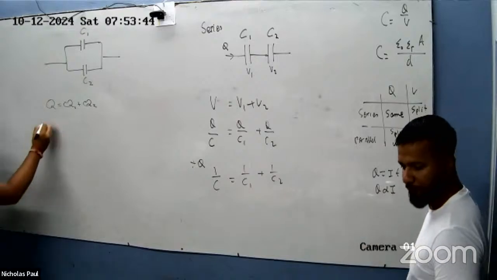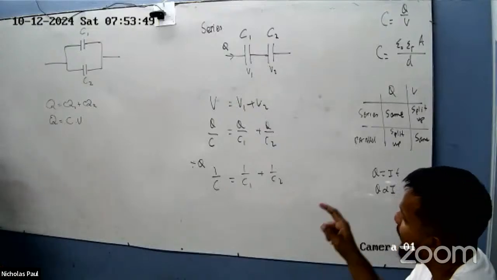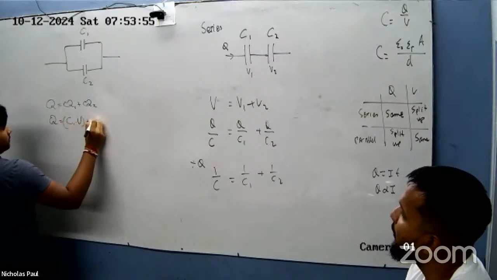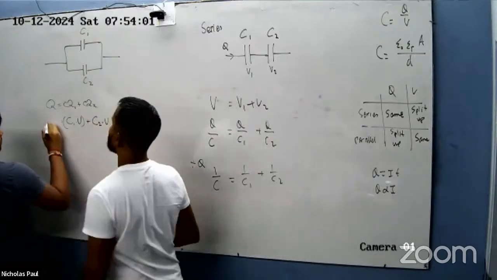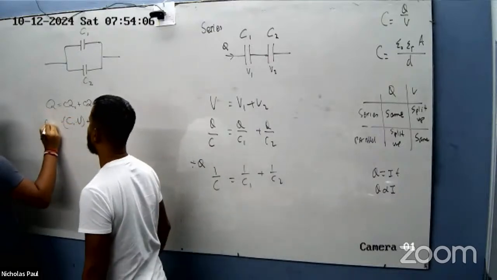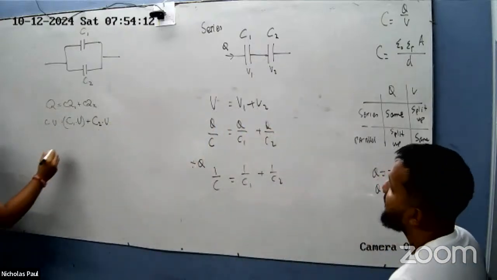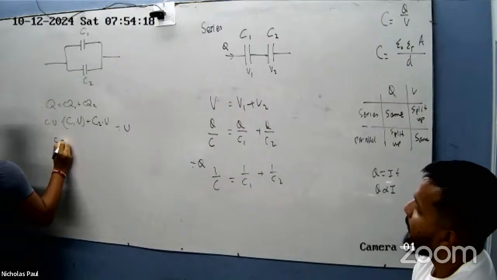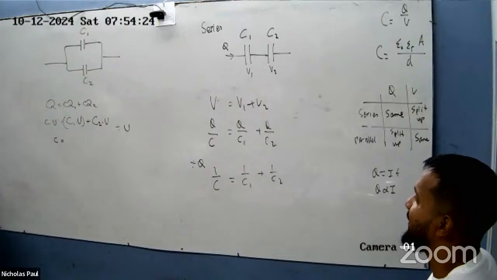For each one, Q is equal to C times V. When you reach here, what do you do? Cancel out the V, so divide by V, and write the answer. What do you end up with?